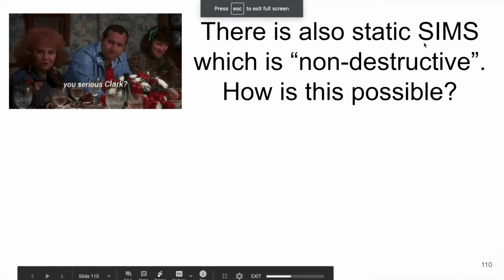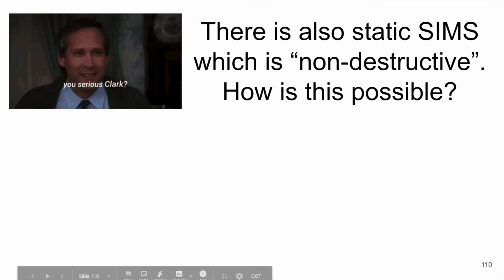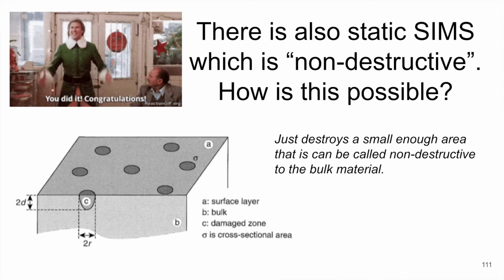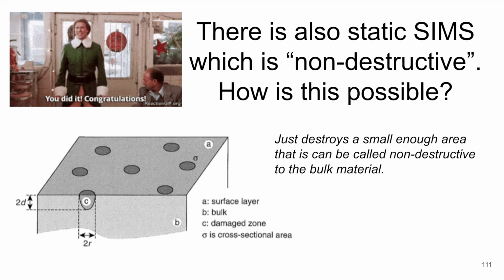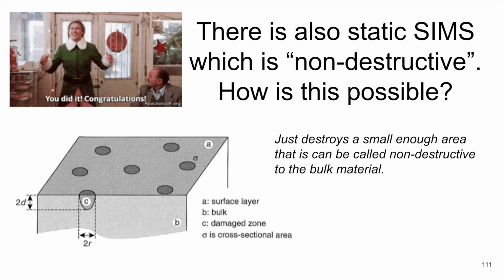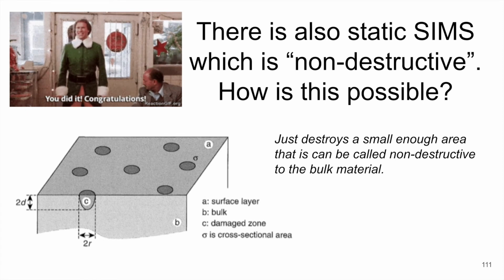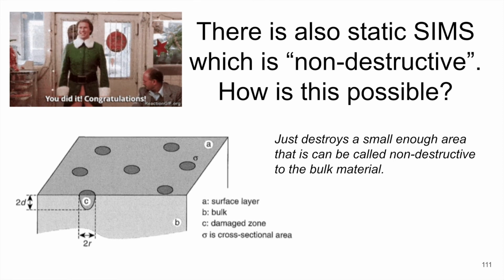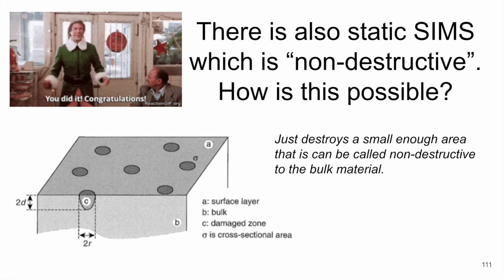All right, so now that you've had a chance to look at this, the idea of static SIMS being non-destructive, but what we know about SIMS, let's see if we can reconcile these two things. So we define static SIMS based on we are destroying or sputtering, but it's a really small area. And so we can term it non-destructive because it's non-destructive to the bulk material, because we're only damaging a very small part that doesn't affect the bulk material. So it is still sputtering, destroying the surface, but it's doing such a small area that we term it non-destructive.